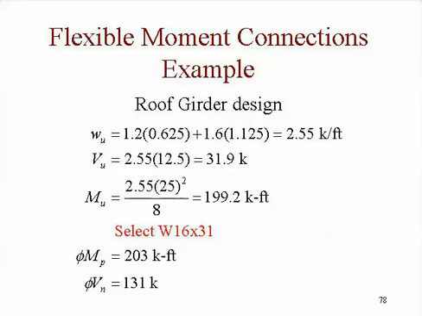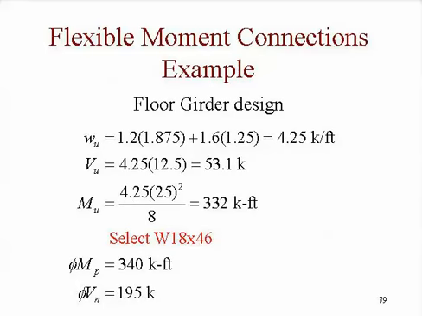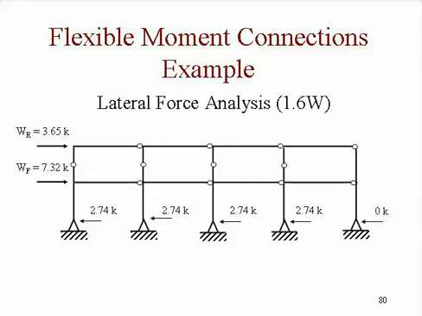We took the roof girders and used the LRFD load combinations, got our shear, got our moment, and simply selected a W16 by 31 simple beam design. Same thing with the floor girders, and selected a W18 by 46. Again, just a simple beam design. Then we looked at the lateral force analysis. Remember, this example, as I mentioned earlier, comes from other papers in the literature, so we took the lateral load and we amplified it by 1.6, so these are the amplified loads for that load combination.